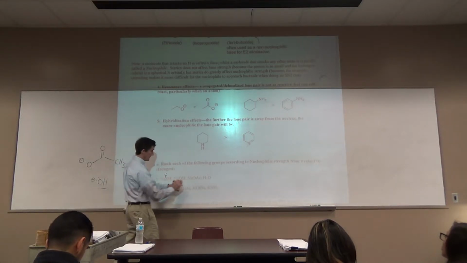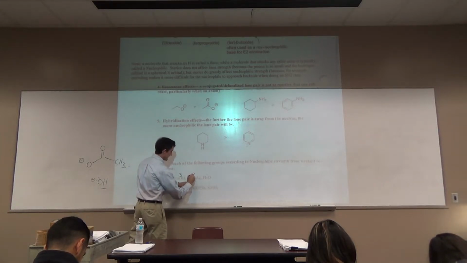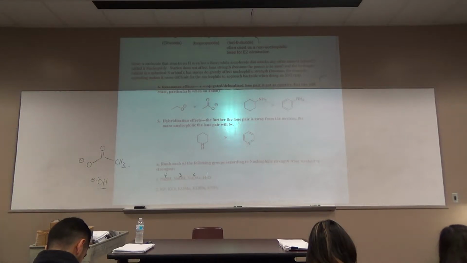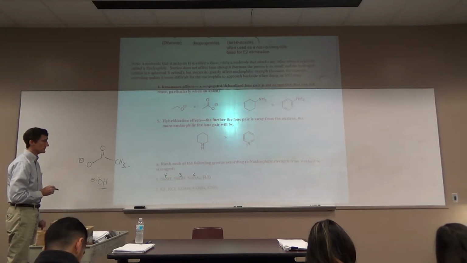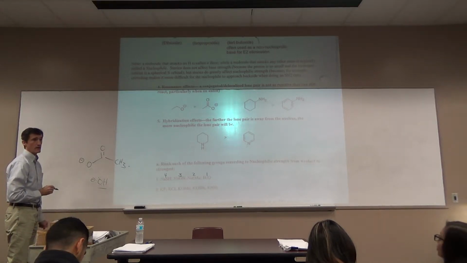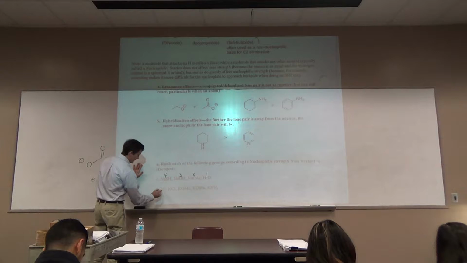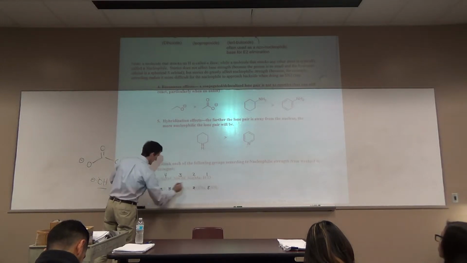What's next? OH or OAc? Yeah. 4, 3, 2, 1. There you go. There's your ranking, with 1 being the weakest, 4 being strongest. Questions about that ranking? About the one below? All these are anions, right?